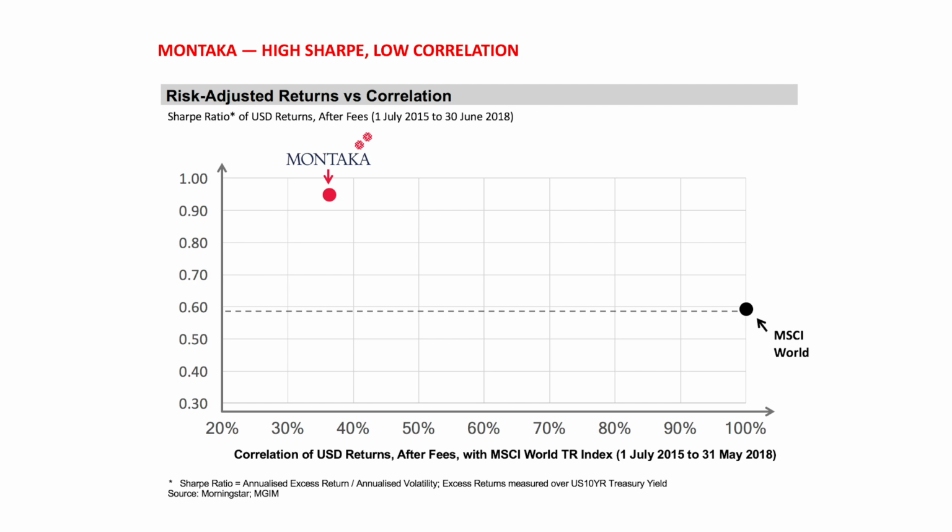The second risk attribute is the correlation of US dollar returns relative to the broad market, which is on the x-axis. It sits at 0.4 or 40% correlation coefficient. This means that Montaka's returns are not very correlated with those of the broader market, or with our peers for that matter. This is a benefit for investors looking for equity market diversification. So in short, both the Montgomery Global Fund and Montaka have delivered their investors very pleasing risk-adjusted returns over the 3 years to June 2018.